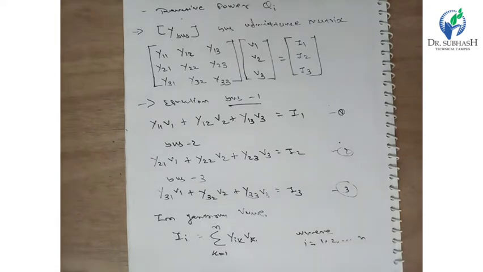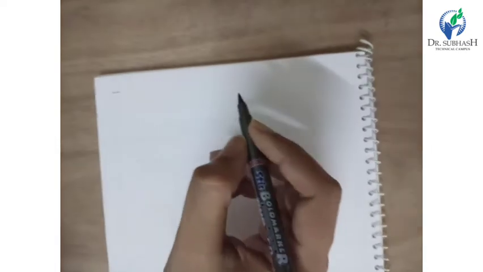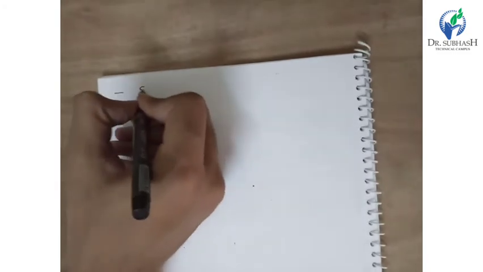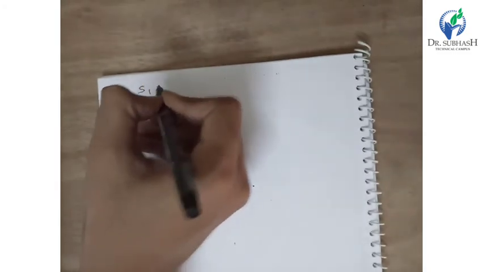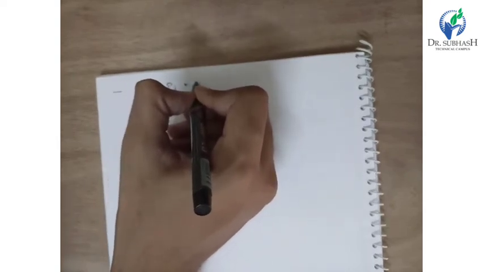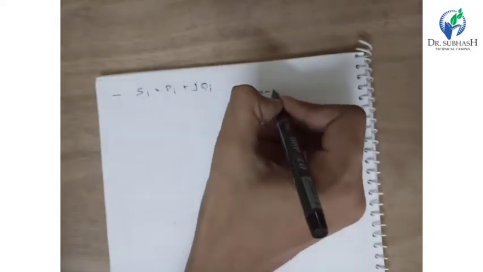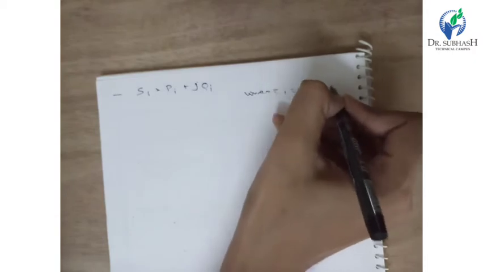The complex power injected by the generating sources into the ith bus of a power system is given as S suffix i is equal to P suffix i plus j into Q i, where i is equal to 1, 2 up to n.